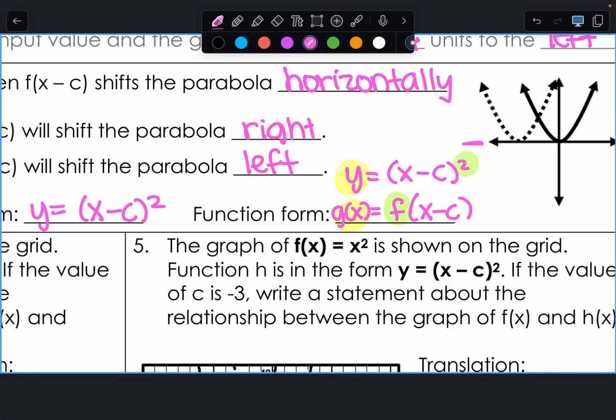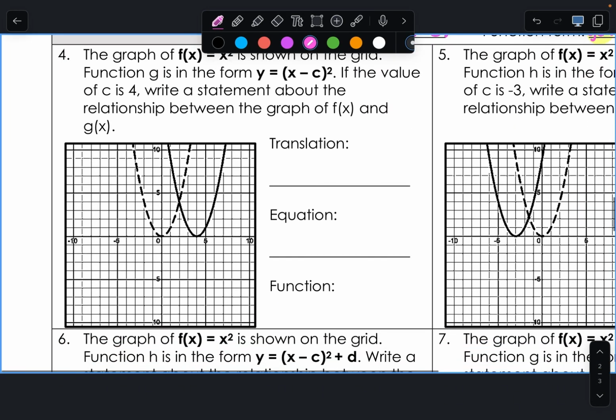So we've got 4 more practice problems and then you can do the assignment. Ready? Okay. Here we go. We have a transformation. The value of c is 4. Write a statement. Compare your vertex. Your vertex is here, it moves here. Which way did we move? To the right. We moved to the right how many? 4. It shifted to the right 4, meaning we're inserting a positive 4. Think about that when we're writing the equation.